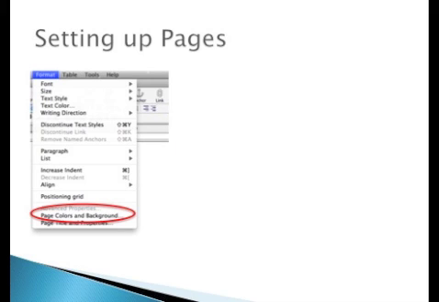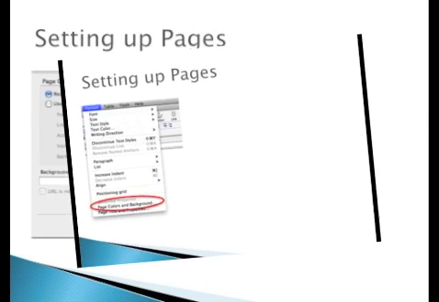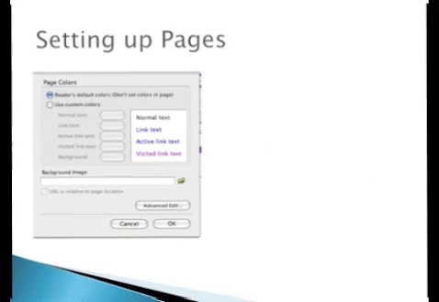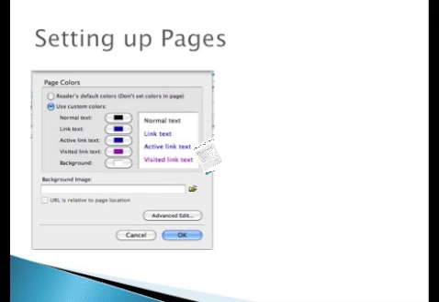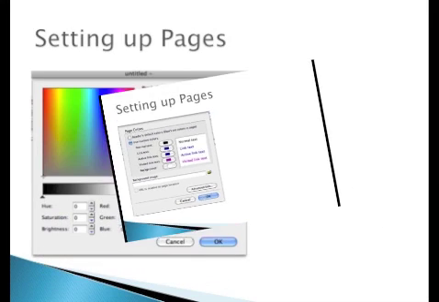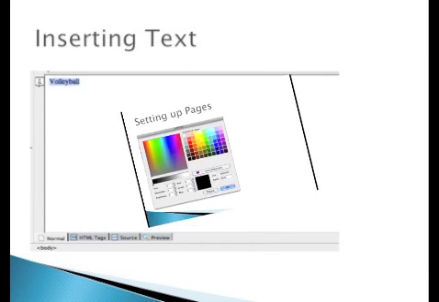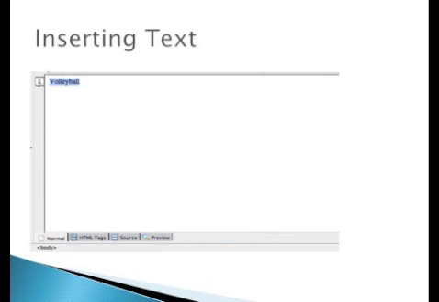Now you get to select how you would like your pages to look. Remember, all the pages in your website should look similar. Select Format and then Background Color. Click on Use Custom Colors, and then you'll be able to select a specific color for your text, for your links that are visited. Now you are ready to start your website.